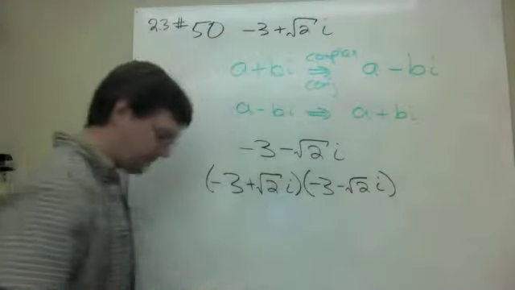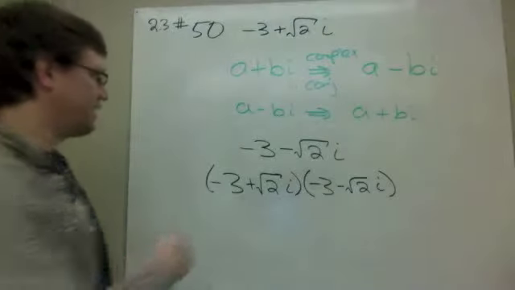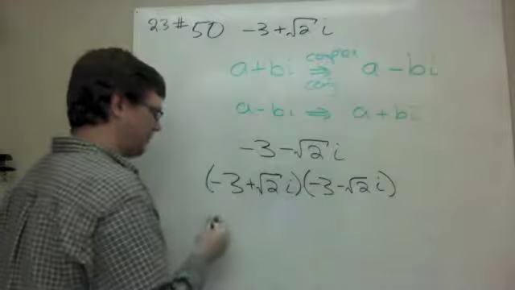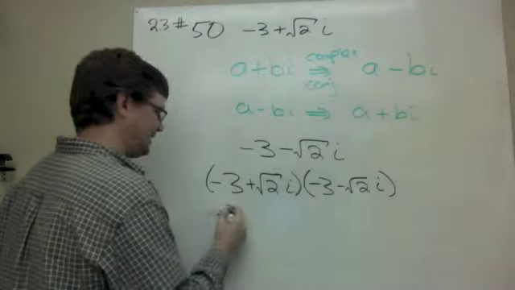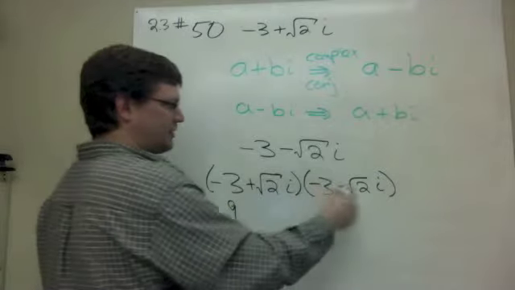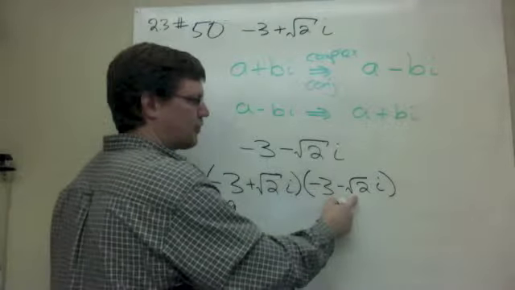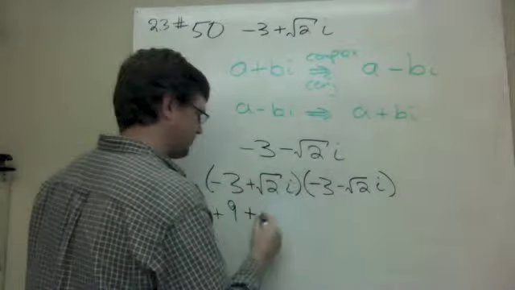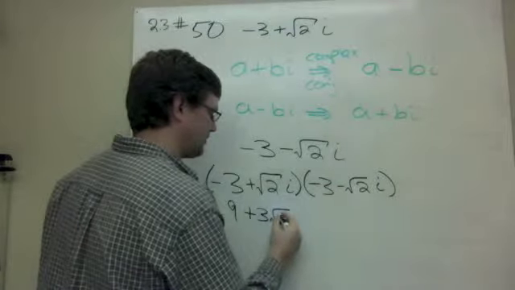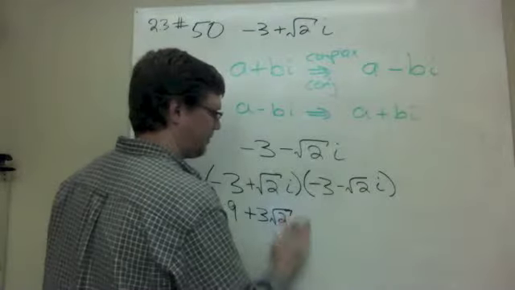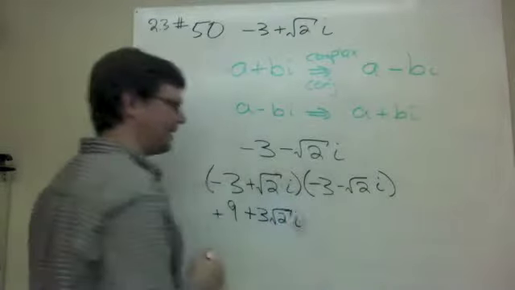All right, now let's FOIL these out. We're going to get a minus 3 times a minus 3. Minus times a minus is a plus. 3 times 3 is 9. The outside, minus 3 times a minus square root of 2i. Minus times a minus is a plus. 3 times the square root of 2, and the i follows along. It is not a T, it is an i.